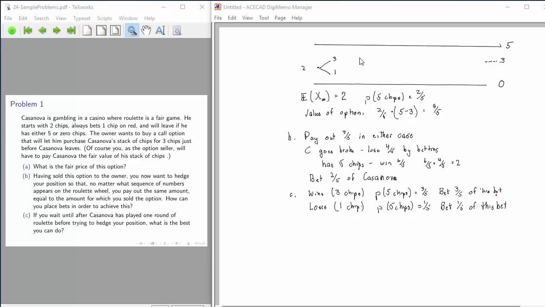Part C, on the other hand, suggests an alternate strategy where you can adjust your betting depending on how Casanova is doing. And it looks to me as though both these strategies are equivalent, but I can't see the analog in stock market option pricing to case B. Okay, let's go along to the next problem.